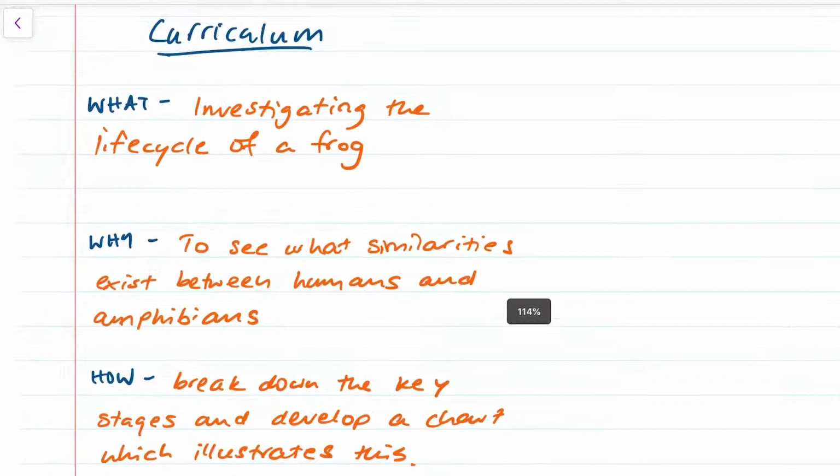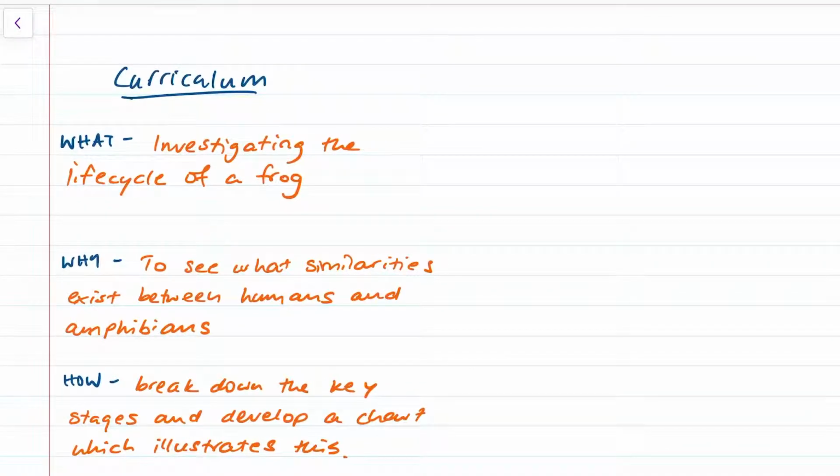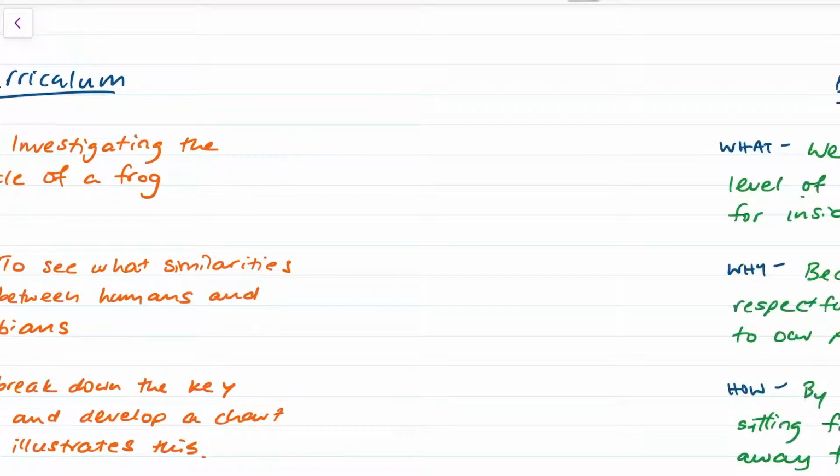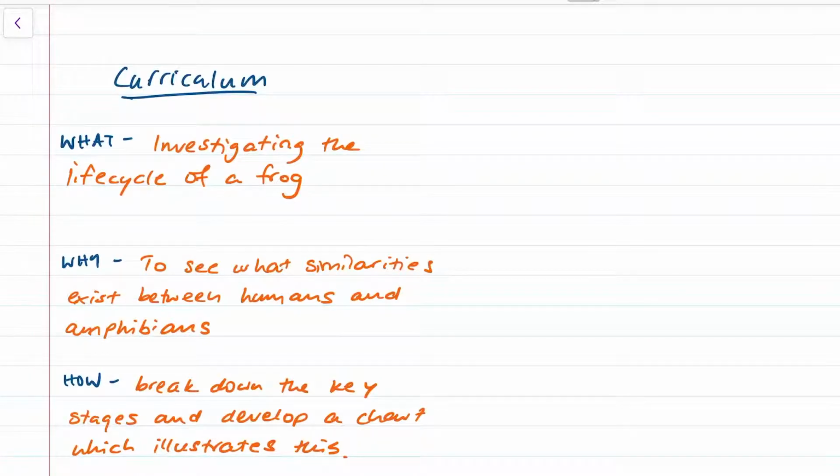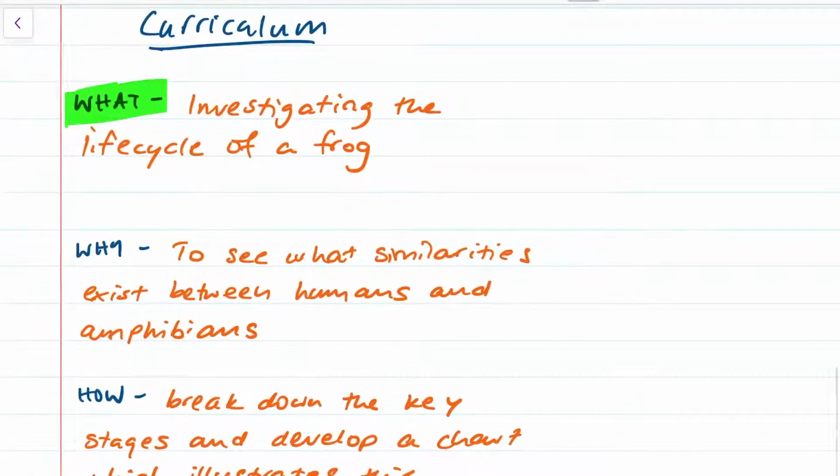So the three that I come up with here, the what, all right, is going to be investigating the life cycle of a frog. The why is to see what similarities exist between humans and amphibians, so check. And the how is to break down the key stages and develop a chart which illustrates this. So that's how we're going to do it.